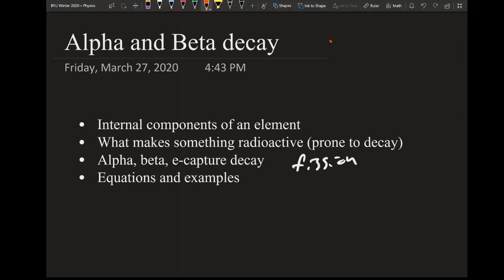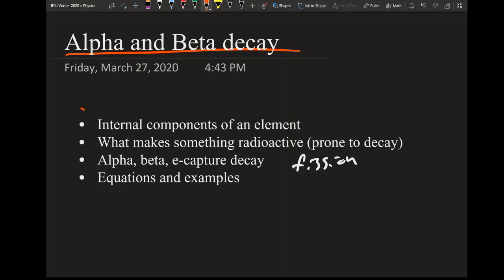Welcome to Alpha and Beta Decay. This is BYU Winter 2020 of Physics 106. This is Jonathon Sevy. We're just going to cover a little bit of this cool alpha and beta decay stuff, which are types of radioactive decay.